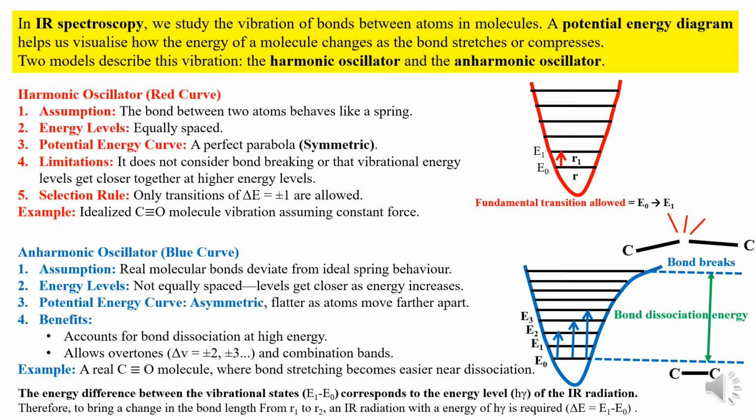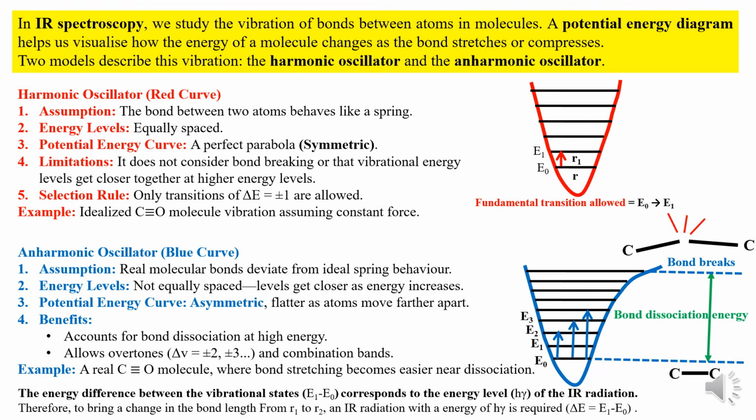Now the energy difference between the vibration states E1, E2 corresponds to the energy level of the IR radiation. So R is the bond length at energy level E0 and R1 is the bond length at energy level E1. In order to bring about a change in the bond length from R to R1, energy equal to the difference between E1 and E0 has to be supplied. And this is provided by the IR radiation that strikes the bond that is present in the molecule.